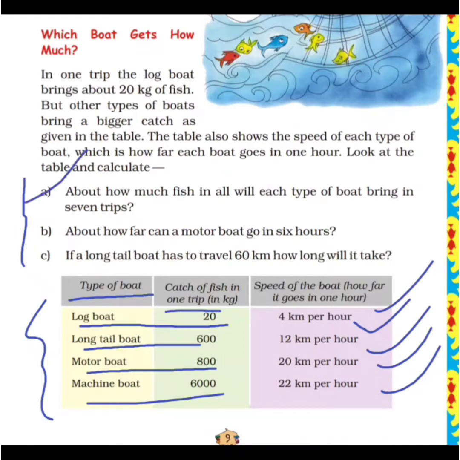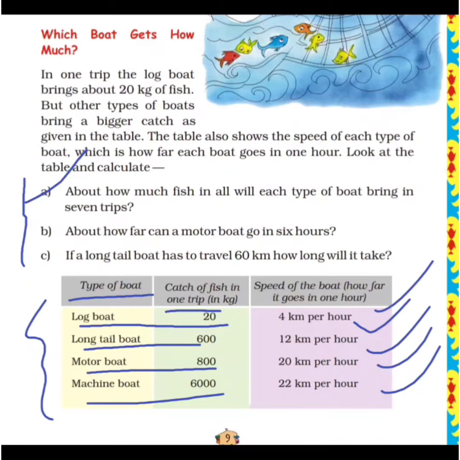First problem, about how much fish in all will each type of boat bring in 7 trips. Here catch of fish in 7 trips means catch of fish in 1 week. How we will do this? Yes, here catch of fish in 1 trip is given. We need to find the catch of fish in 7 trips. How can we solve?